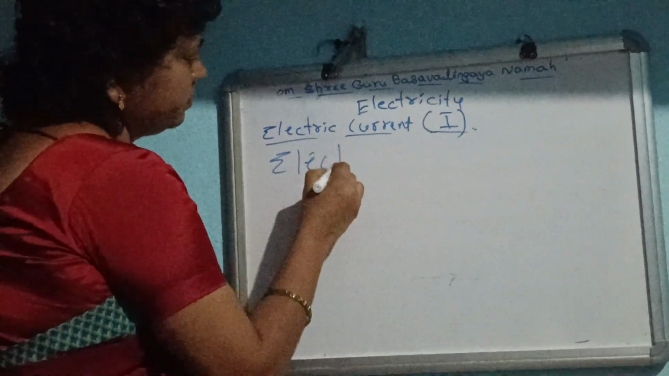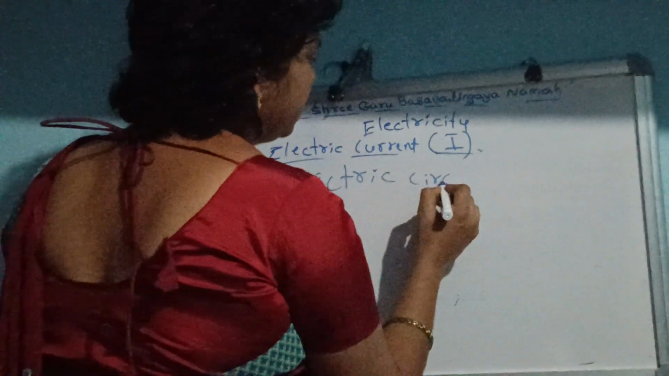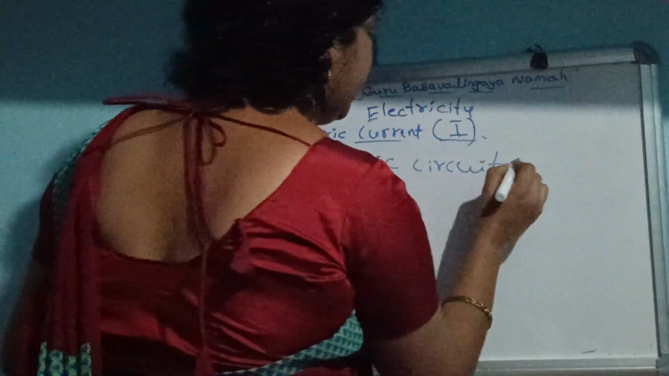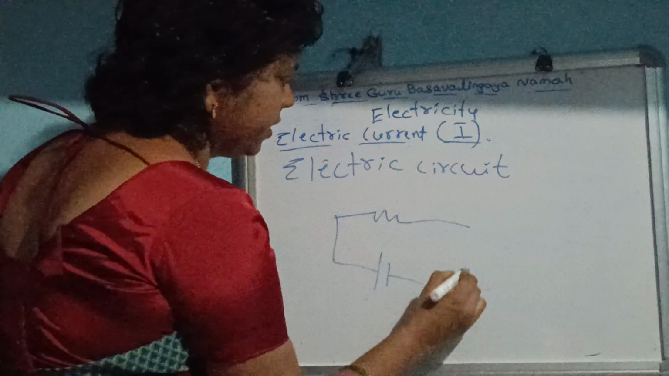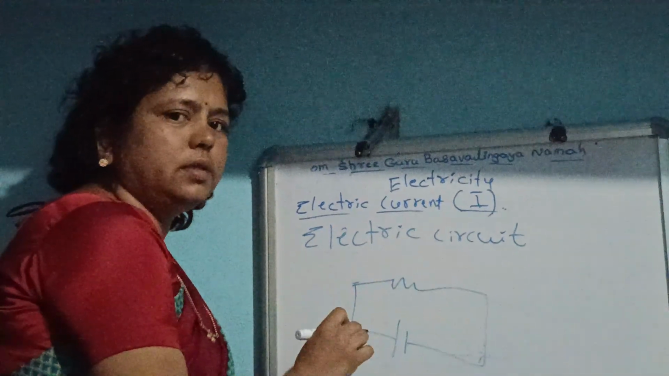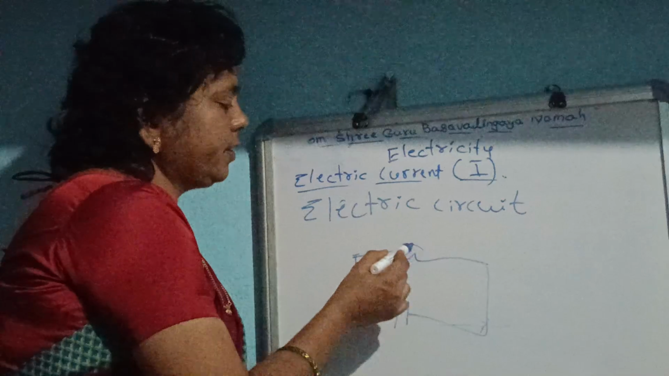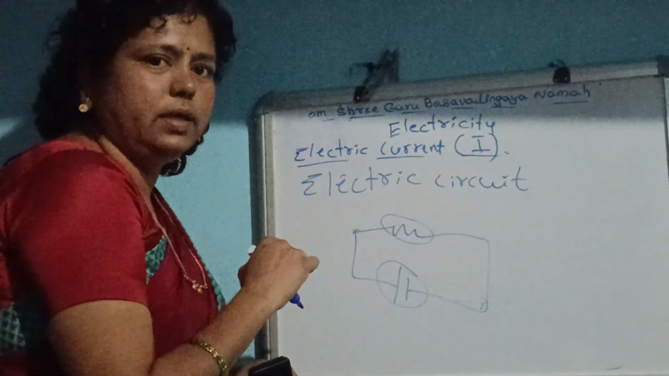Electric circuit is nothing but a closed path. In a circuit, that is the closed path, this diagram has some electronic components and the power supply or battery.